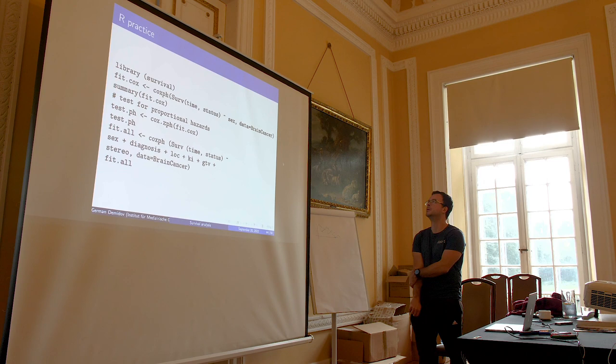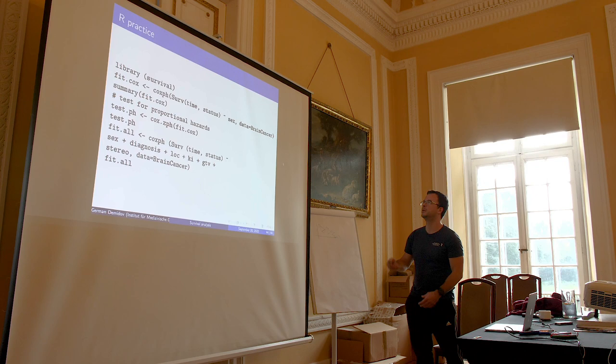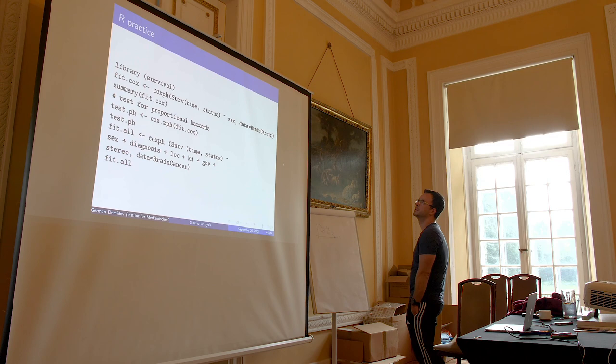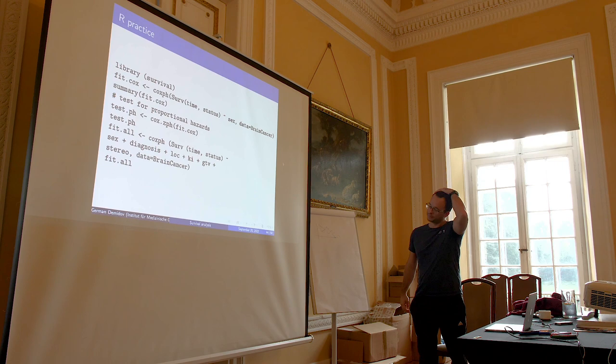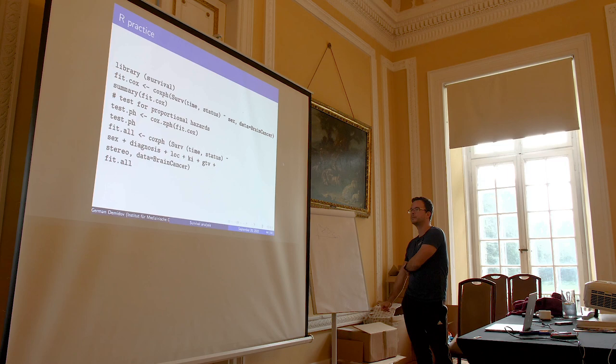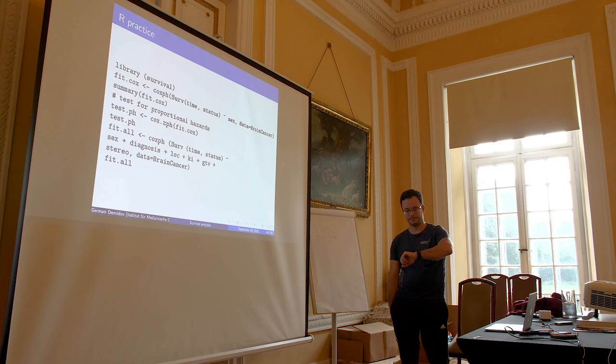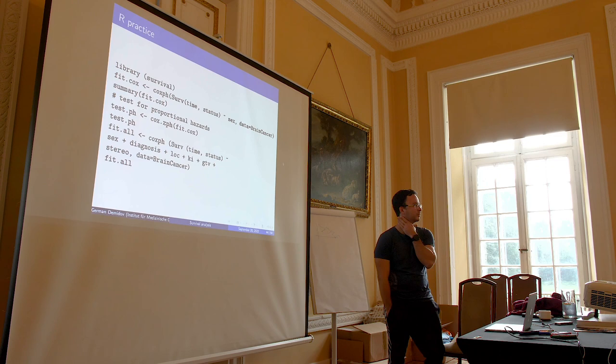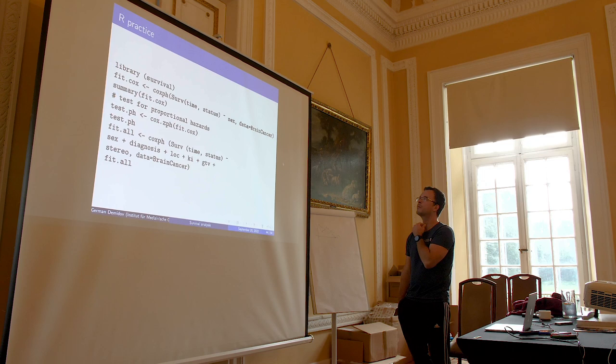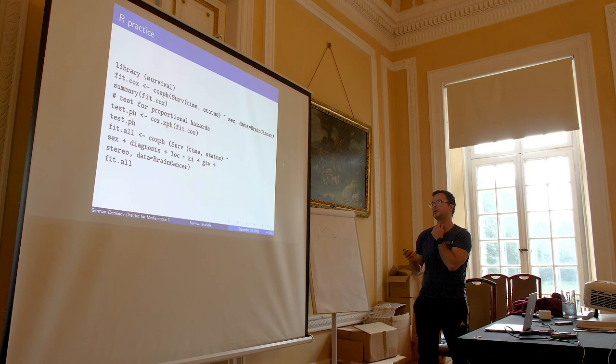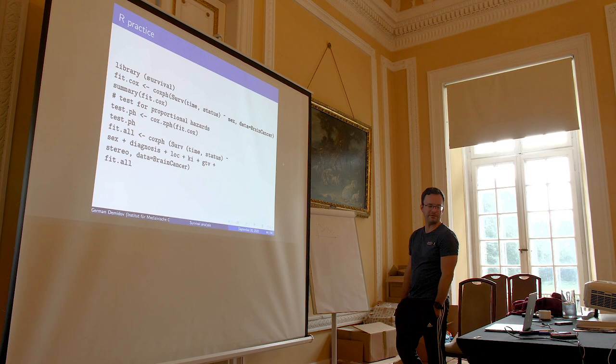Again, this Surv object appears. It's created here. It's kind of the core of these methods. You have to create this Surv object first. For the ones who already fit this, there is this test for the proportional hazards. Is it significant or not?